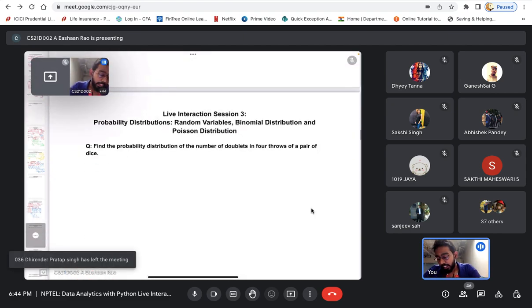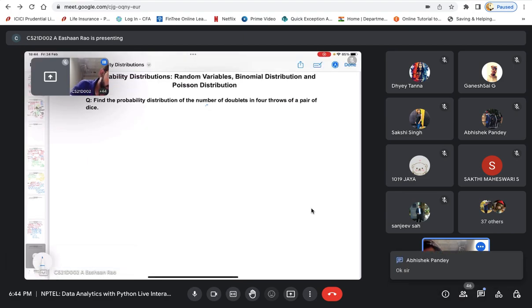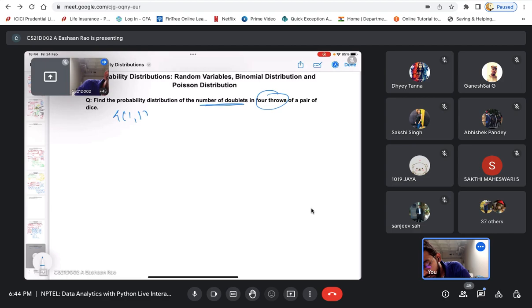Now the second question is: find the probability distribution of the number of doublets in 4 throws of a pair of dice. Doublets, when we say a pair of dice, it will be like 1 1. If we are throwing a pair of dice, that means it has 36 outcomes. In this, doublets will be 1 1, 2 2, 3 3, 4 4, 5 5, and 6 6.